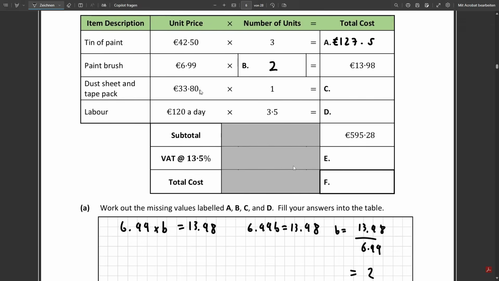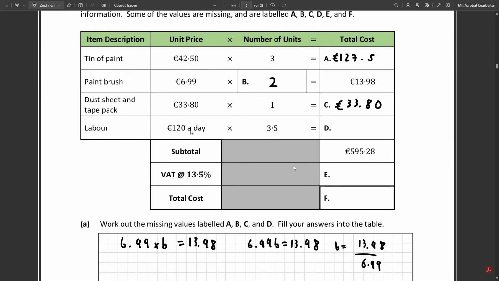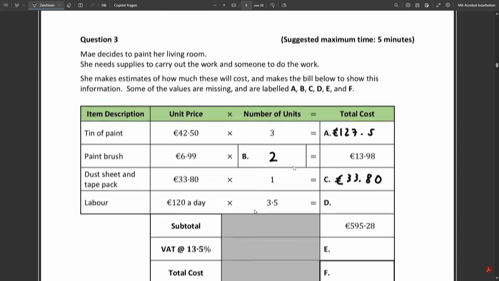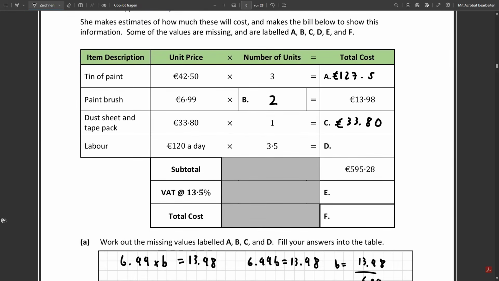And then 33.8 multiplied by 1, well, that's just going to give us 33.80 euros. And then 120 euros a day. And I'm guessing we did it for 3.5 days. So we just have to multiply those again, just doing what it says. And we get 420 euros.